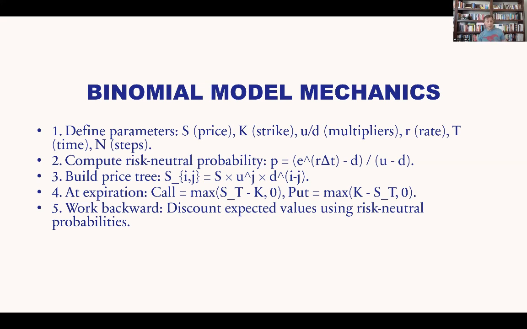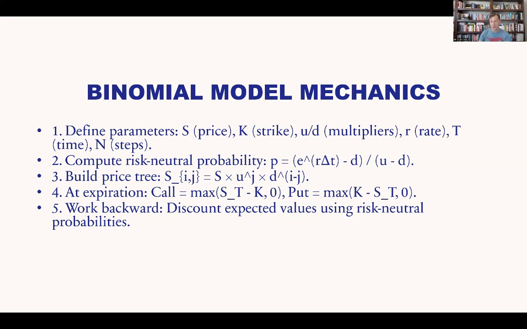At the expiration, if it's a call and the price of the security is above the strike price, then there's real value in that call option. On the put option, if the stock price is below the strike price, then there is real value in that put option. The way you get to a price point for the call or the put is by working backwards. So you expand the tree to get to the final price points, based on the number of steps that you take.